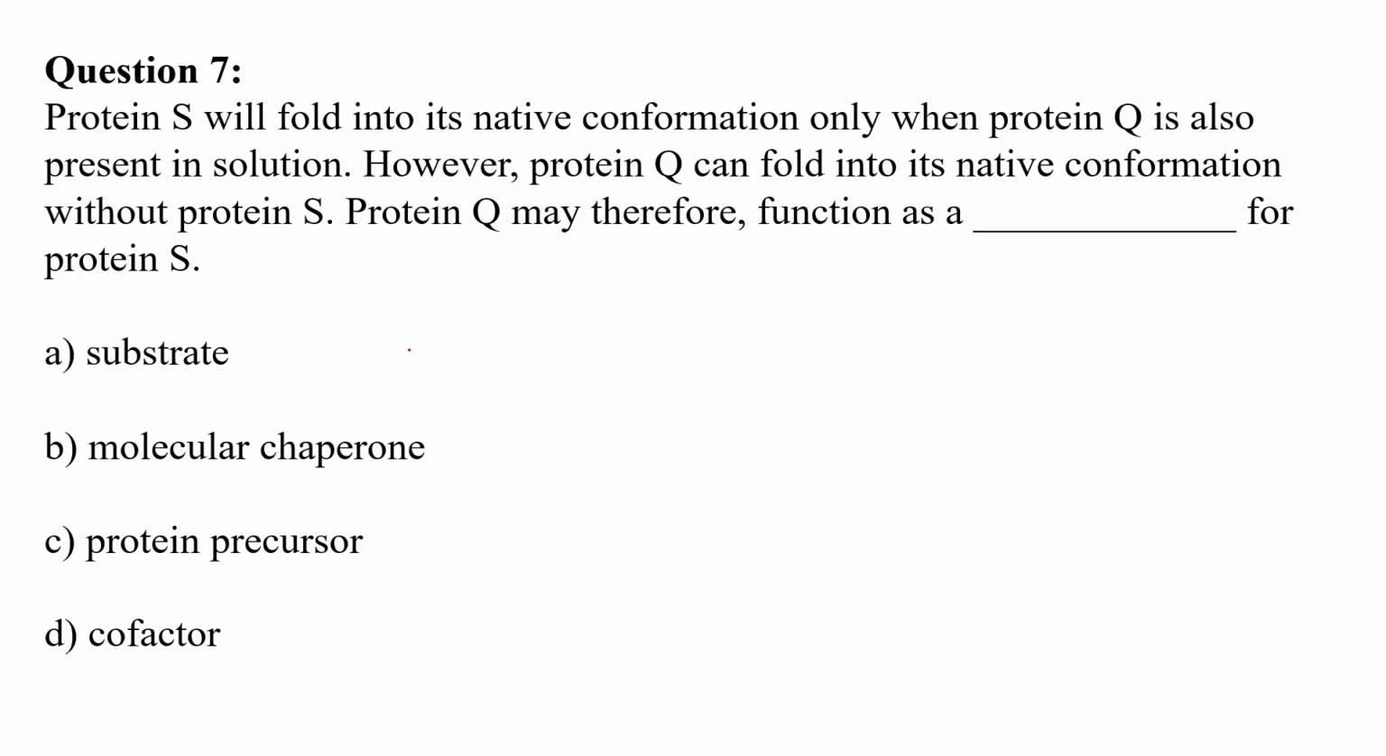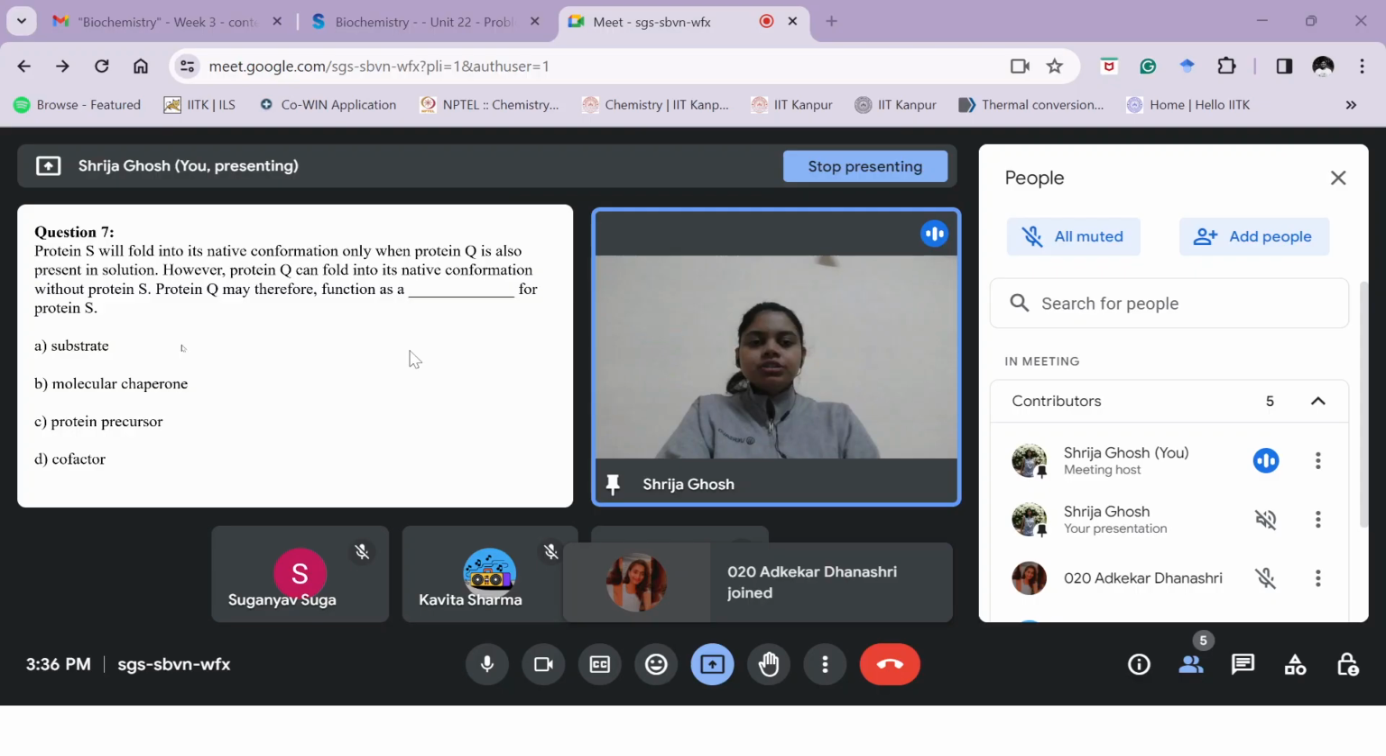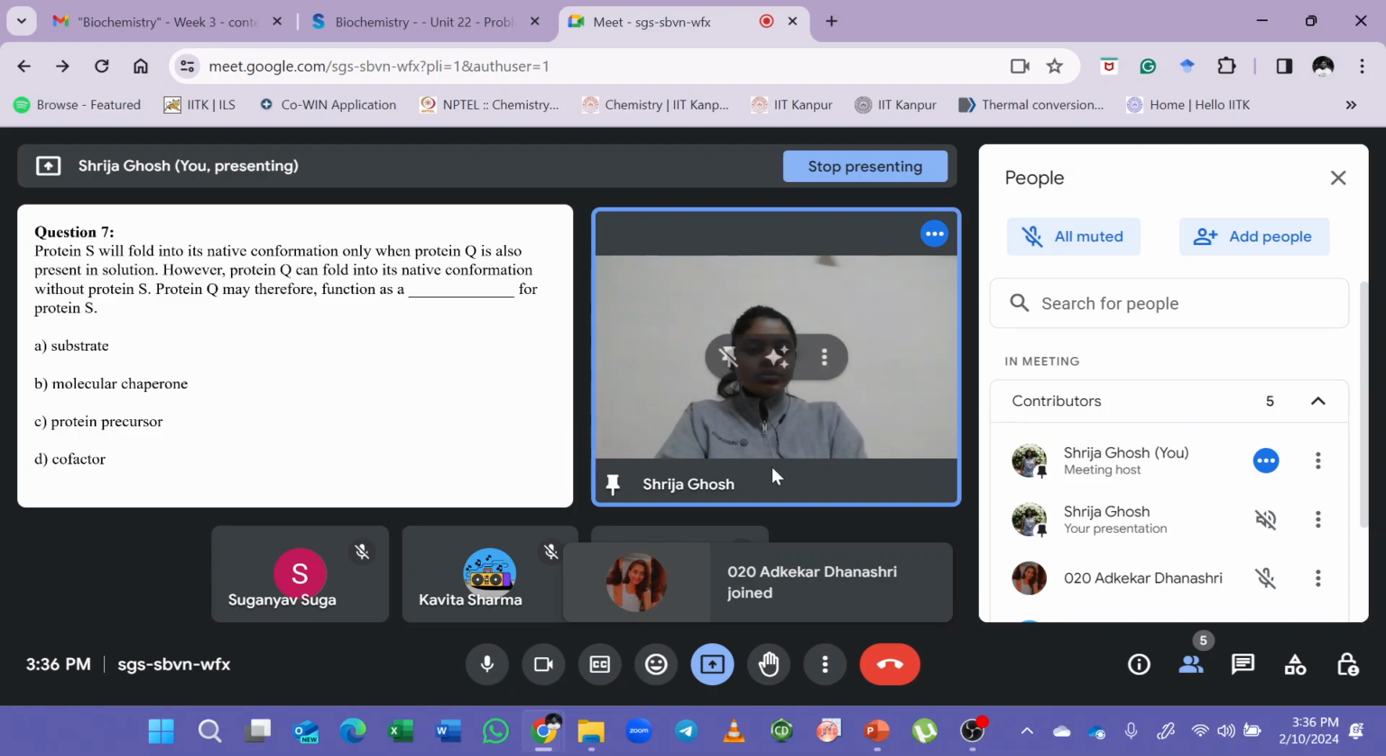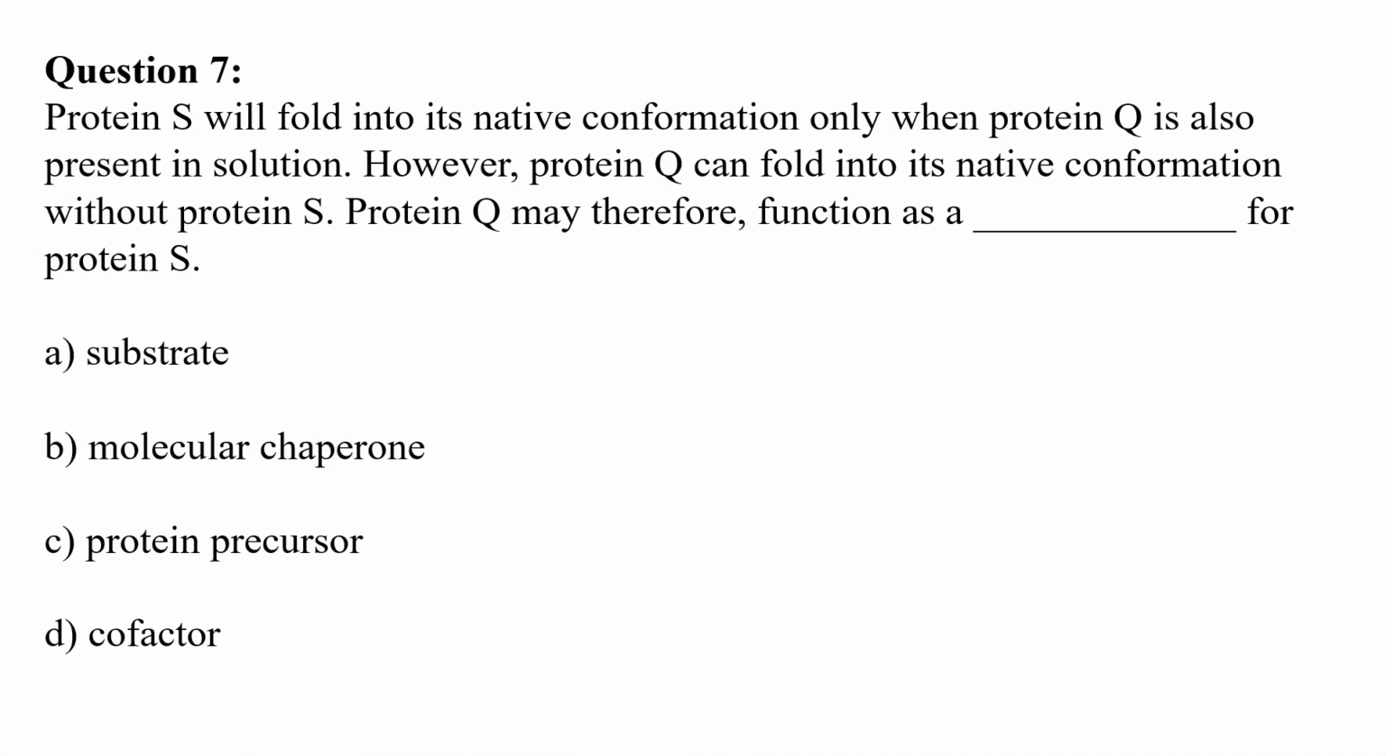Moving to the next question, question number 7. Protein S will fold into its native conformation only when protein Q is also present in solution. However, protein Q can fold into its native conformation without protein S. So protein Q may therefore function as a dash for protein S.